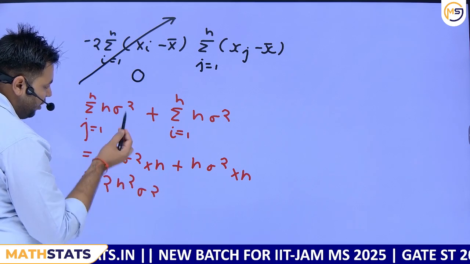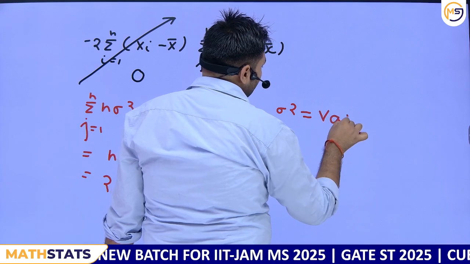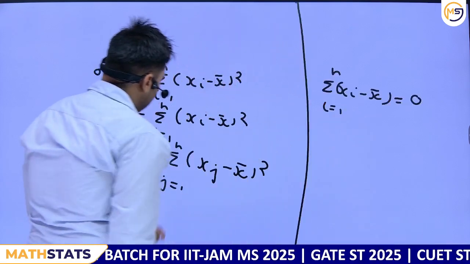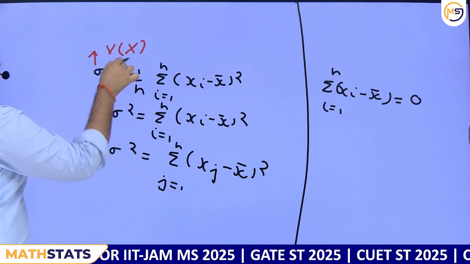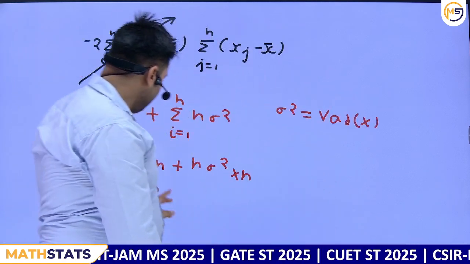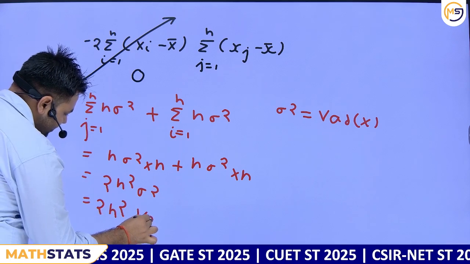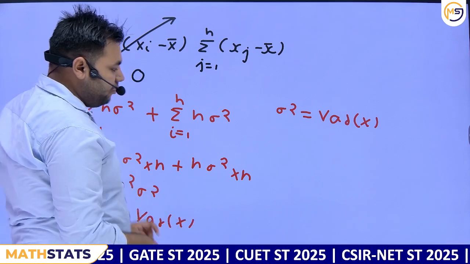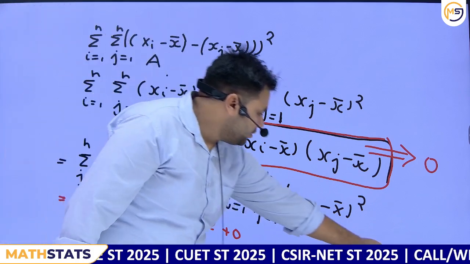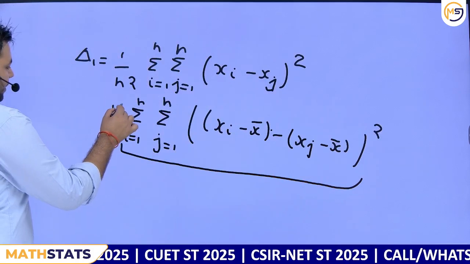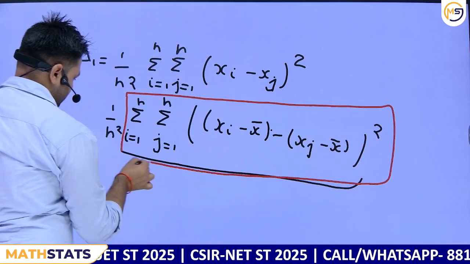And this sigma square is what? This sigma square equals the variance of x. Remember that thing. This sigma square is nothing but the variance of x. So here you will get 2 n square variance of x. This is the value of this quantity.